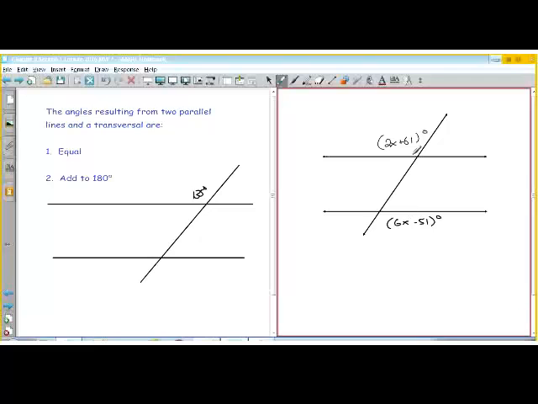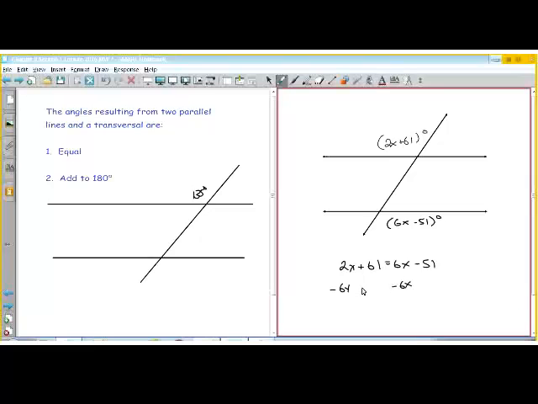Okay, so in this case, they give you these two angles, and all you have to do is say, are they equal to each other, or do they add up to 180 degrees? Because this is a large angle and this is a large angle, we know that to solve the problem, you just set them equal to each other. So we get the algebraic equation we need to solve.